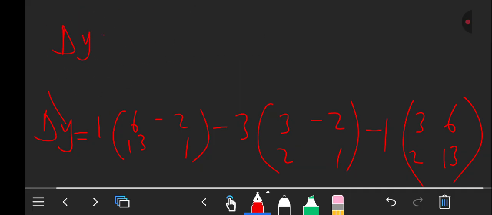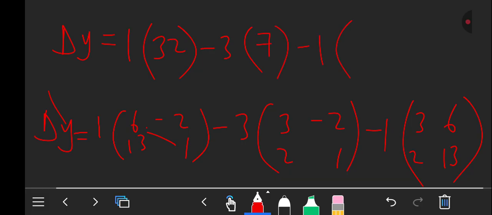So determinant for y will be equal to 1. So it's major diagonal minus minor diagonal. So 6 multiplied by 1, that is 6. 6 minus 13 multiplied by -2, that is -26. So same as 6 plus 26, which is 32. Then -3. And at this point, we're going to say 3 times 1, that is 3. 3 minus 2 times -2, that is +4. That is 3 plus 4, that is just a 7.